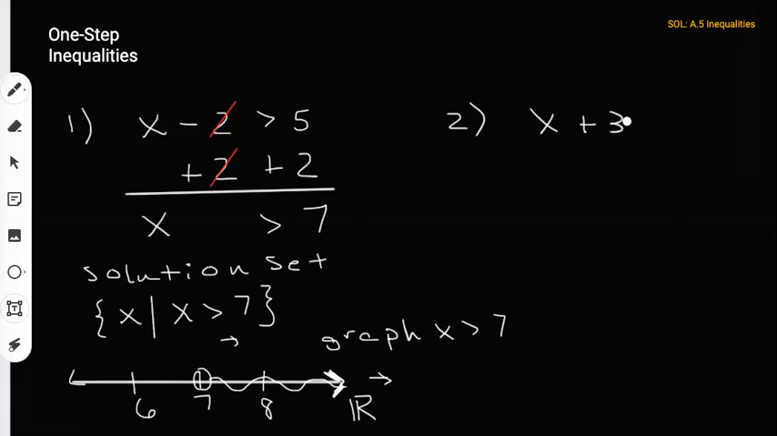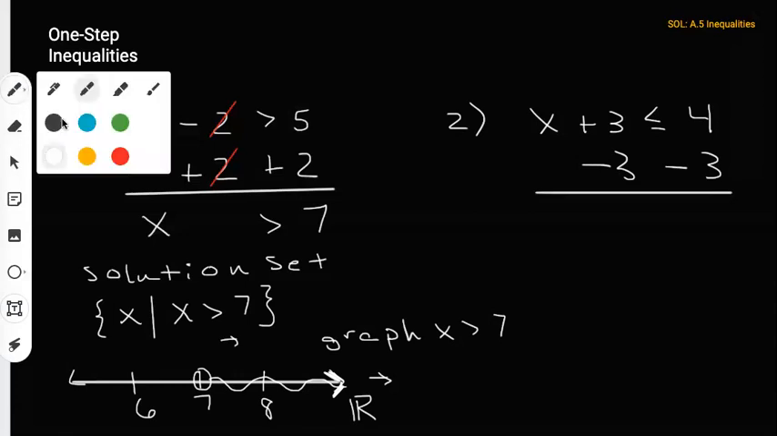X plus 3 is less than or equal to 4. For this one, I need to get rid of the plus 3. So I'm going to do the opposite to both sides. I'm going to subtract 3.